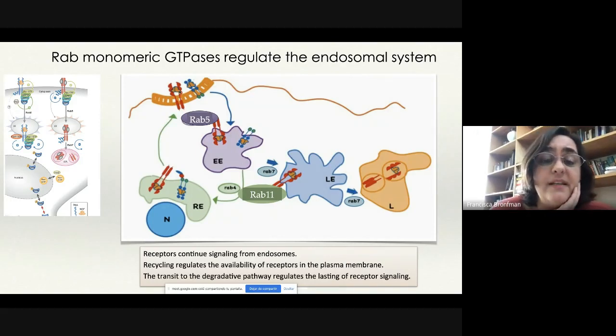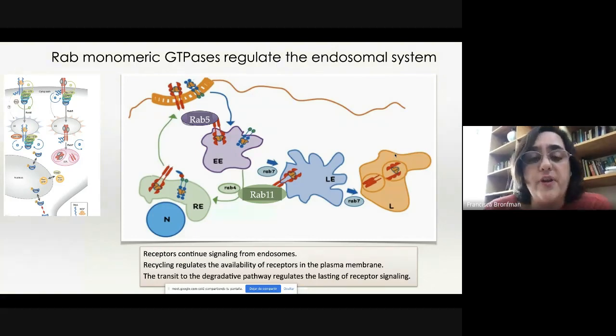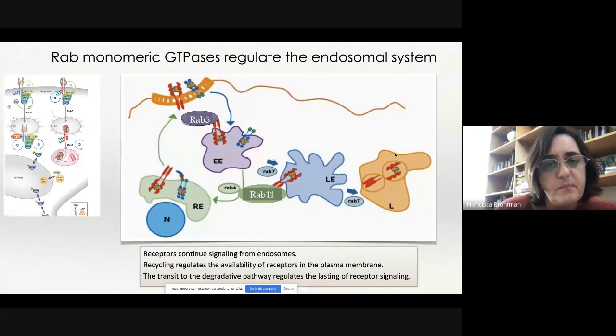The amount of time that the receptors continue recycling here will regulate the availability of receptor in the plasma membrane, and will also regulate the long-lasting neurotrophin signaling. Also, how long it takes to reach lysosomal degradation will be important for neurotrophin signaling. So here we have two important GTPases, RAB5 regulating early endosomes and RAB11 regulating the recycling pathway.